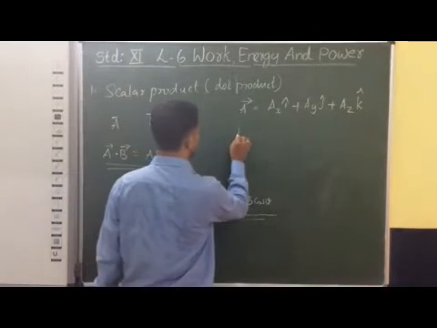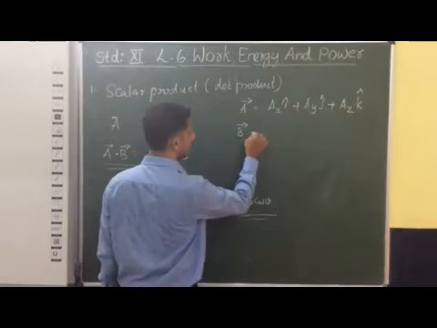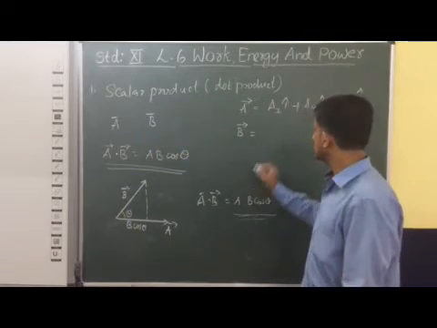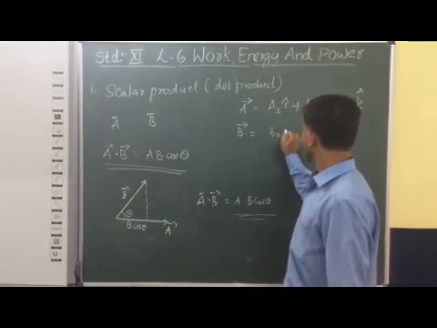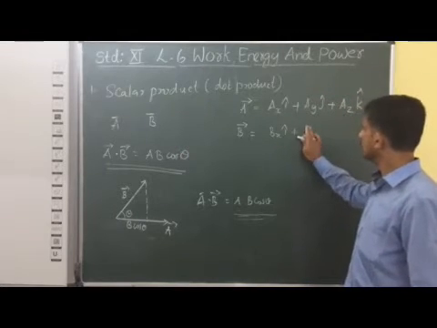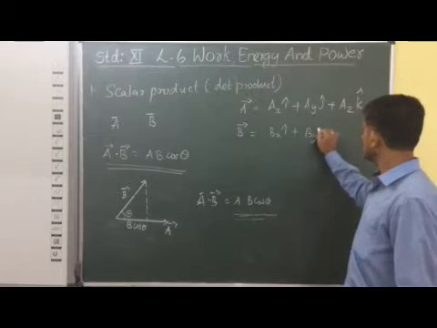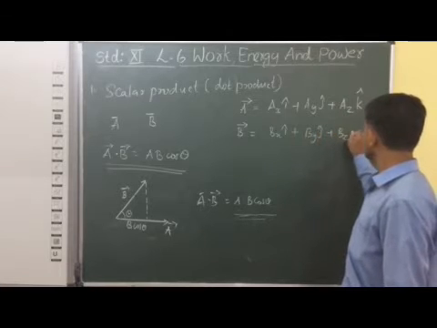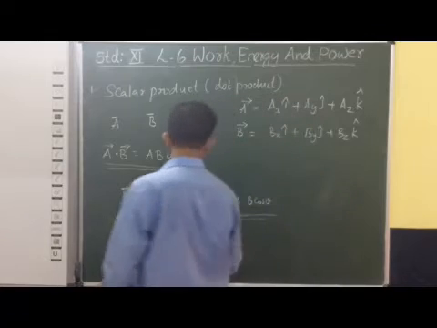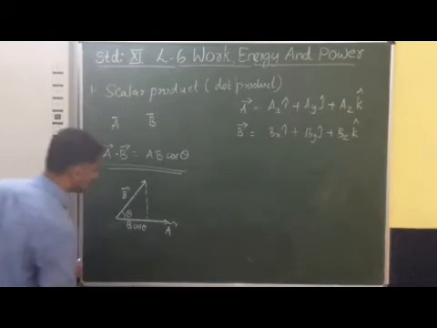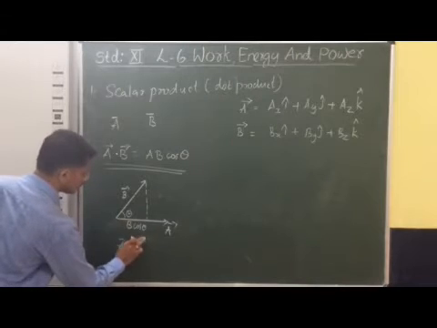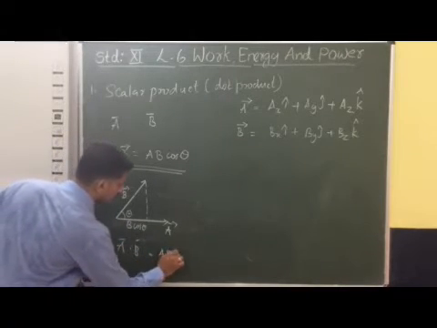Similarly, we can represent vector B. Vector B is equal to BX i plus BY j plus BZ k, so this is how we represent it component-wise. I said A dot B is equal to A B cos theta.